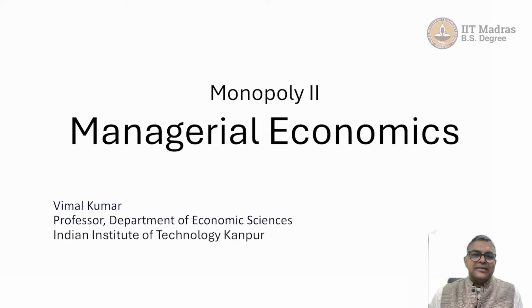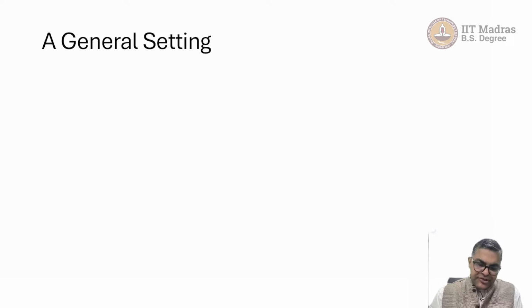Welcome back. This is the continuation of the previous video in which we started talking about monopoly. In this video, we will look at a general setting. What is a general setting? That there is a monopolist, only one seller in the market, and there are many potential buyers.